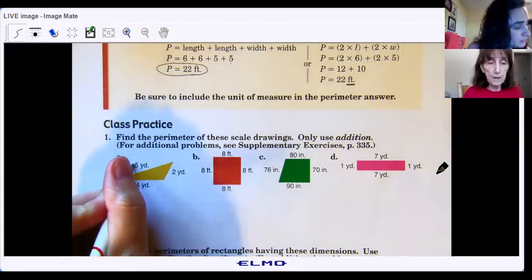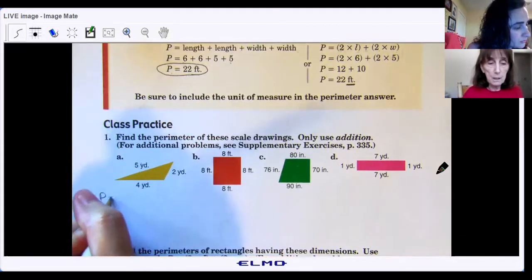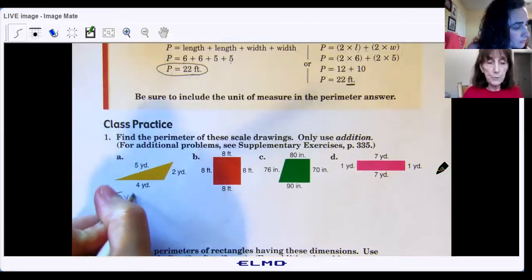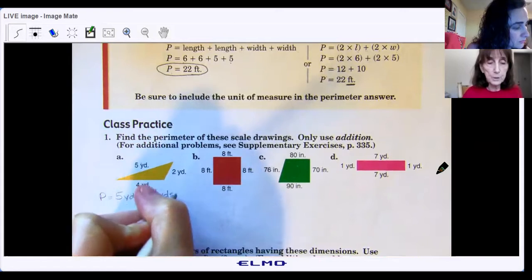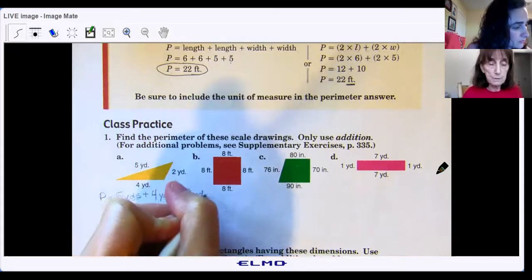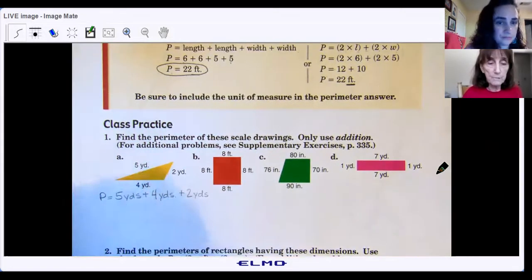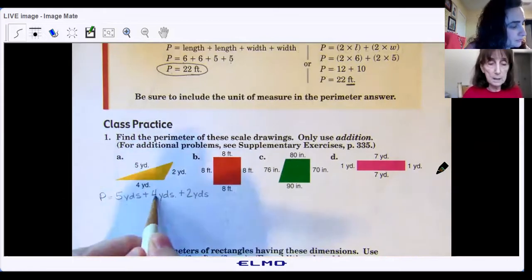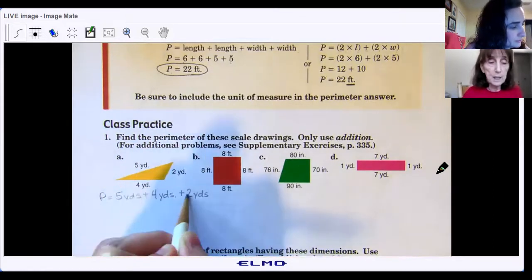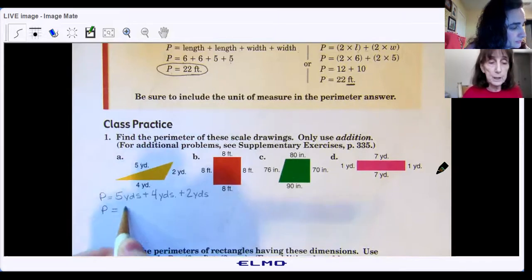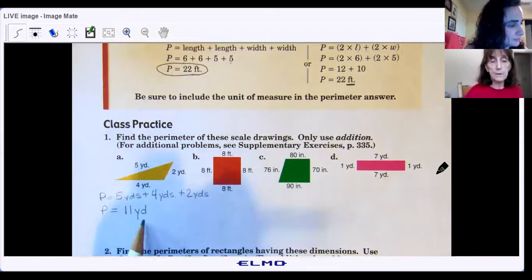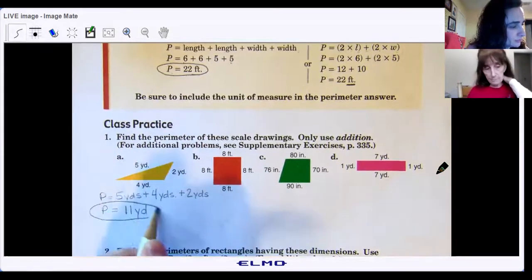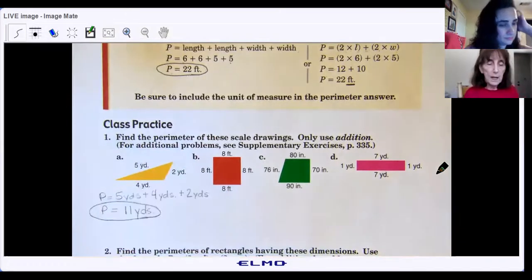So we're going to add 5 yards plus 4 yards plus 2 yards. Okay, so 5 and 4 is 9, and 2 is 11 yards. So perimeter equals 11 yards. You technically don't have to put your label on until the final one, so they remember. All right, let's do the next one.